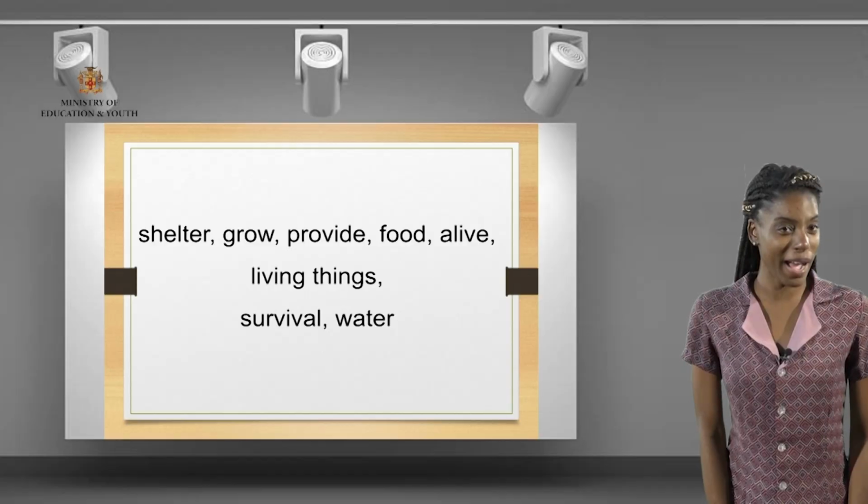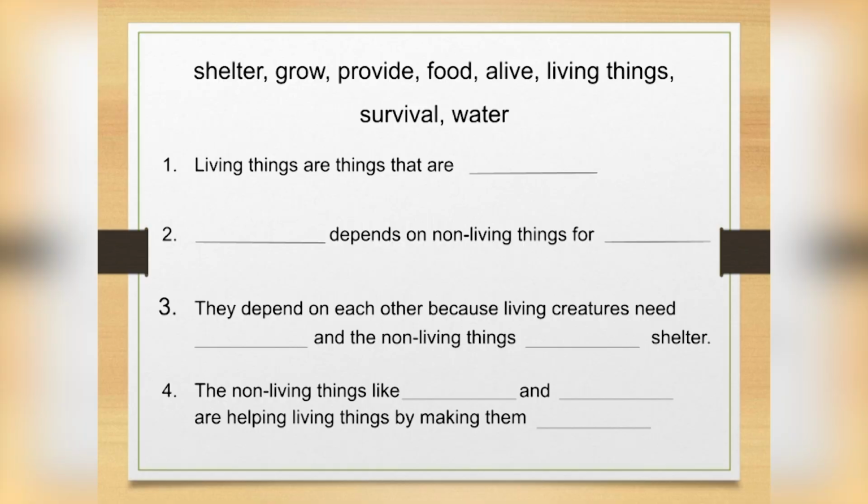Let's look at the paragraph. Living things are things that are blank. Blank depend on non-living things for blank. They depend on each other because living creatures need blank and the non-living things blank shelter. The non-living things like blank and blank are helping living things by making them blank.